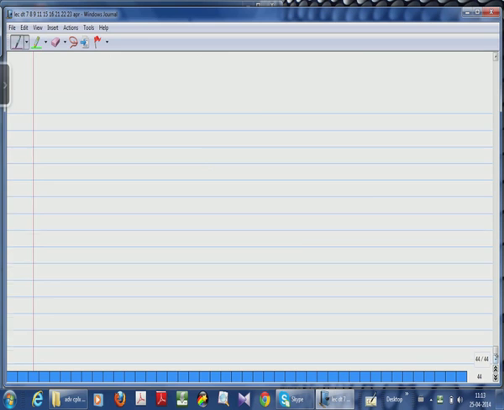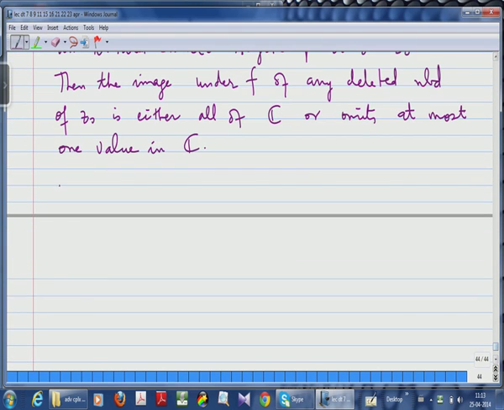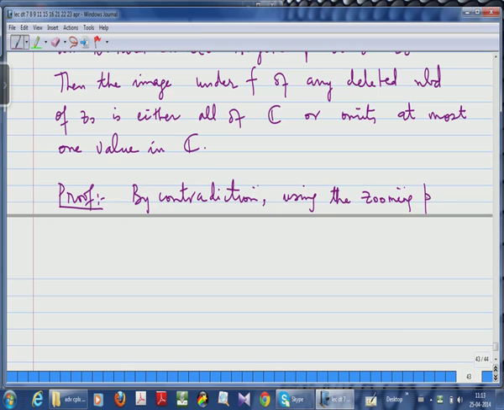So this is the theorem, and so what is the proof? The proof is by contradiction, using the zooming process, so the zooming process has been, we have been using it right from Zalcman's lemma, okay.